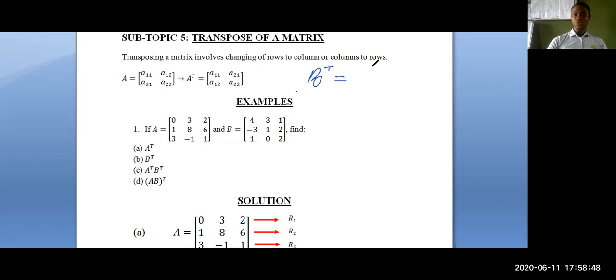So these are the rows, and of course, row 1, row 2, and row 3 will now become column 1. So give me 4, 3, 1. All right. So this one now gives me -3. So I'm changing to a column now, -3, 1, and 2. And the last one, changing to a column, gives 1, 0, and 2. So that is B transpose, and that is the answer here.